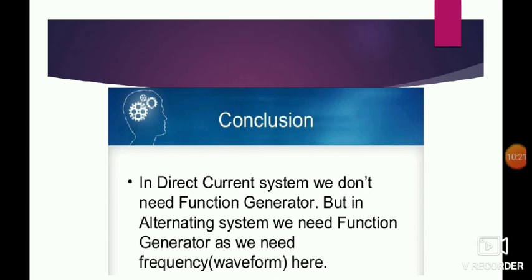Conclusion: in a direct current system, we don't need a function generator, but in an alternating system, we need a function generator as we need frequency here.